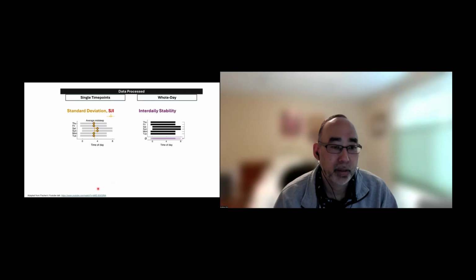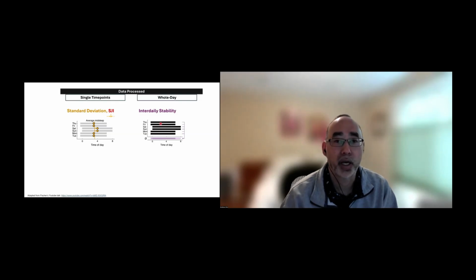This is the way that Dr. Fischer organizes this: the way you could get sleep regularity is based on the data that's processed. A single time point is used for standard deviation and social jet lag index. You could use a diary, maybe a questionnaire, to get to this. But if you're incorporating a whole day, including naps and fragmentation, you need actigraphy types of data. And so interdaily stability would require actigraphy.